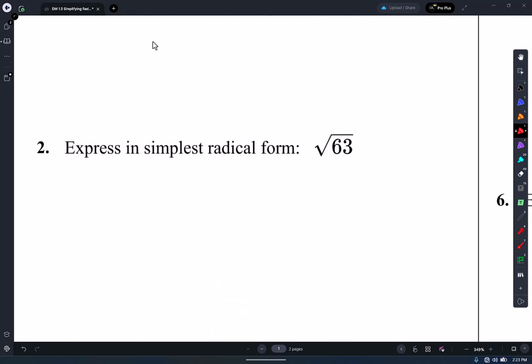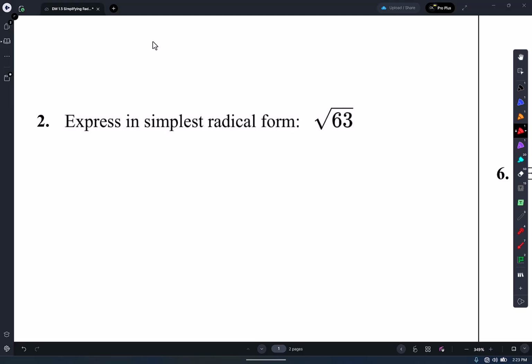Okay. So when you have something like this, expressed in simplest radical form, square root of 63, try and think, and you don't have to be perfect, guys, of the biggest possible perfect square that fits into this. So I look at that 63, and I'm thinking, what two numbers multiply to give you 63? 9 and 7.